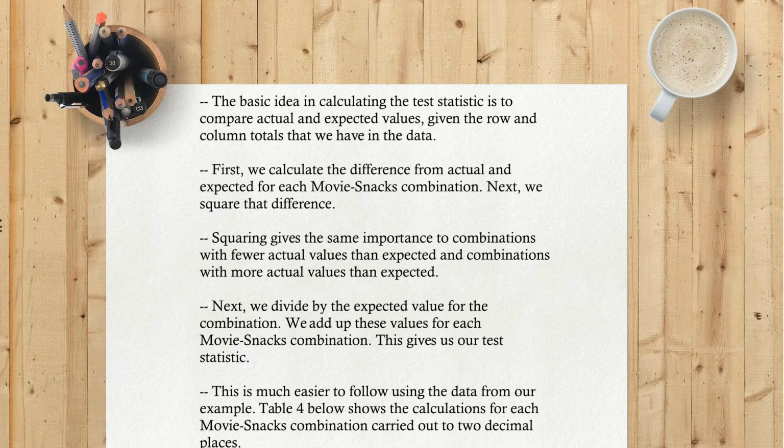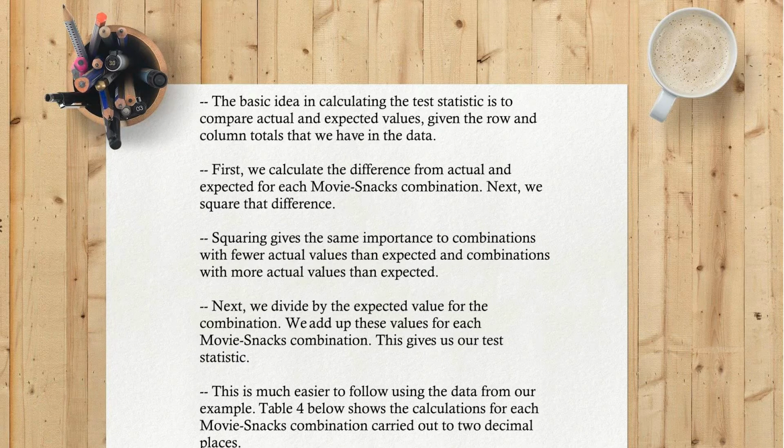First, we calculate the difference between actual and expected for each movie snacks combination. Next, we square that difference. Squaring gives the same importance to combinations with fewer actual values than expected and combinations with more actual values than expected. Next, we divide by the expected value for the combination. We add up these values for each movie snacks combination. This gives us our test statistic.